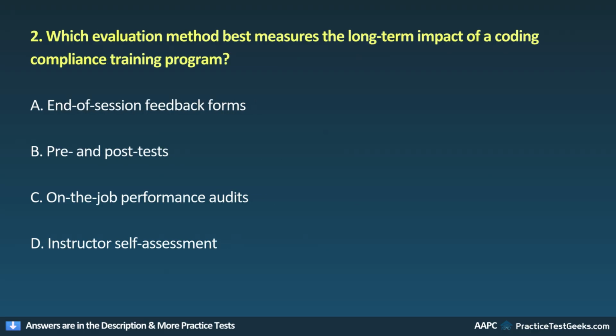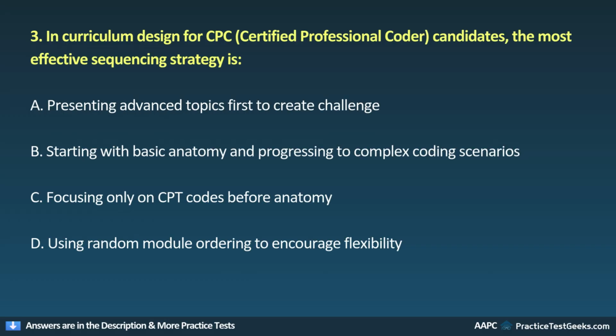2. Which evaluation method best measures the long-term impact of a coding compliance training program? A. End-of-session feedback forms. B. Pre and post tests. C. On-the-job performance audits. D. Instructor self-assessment.